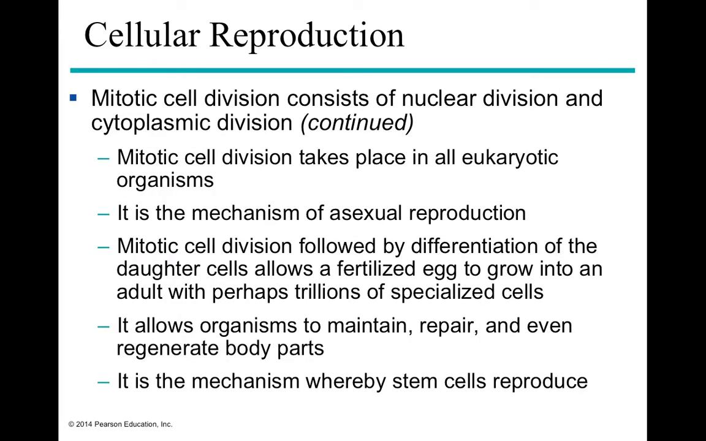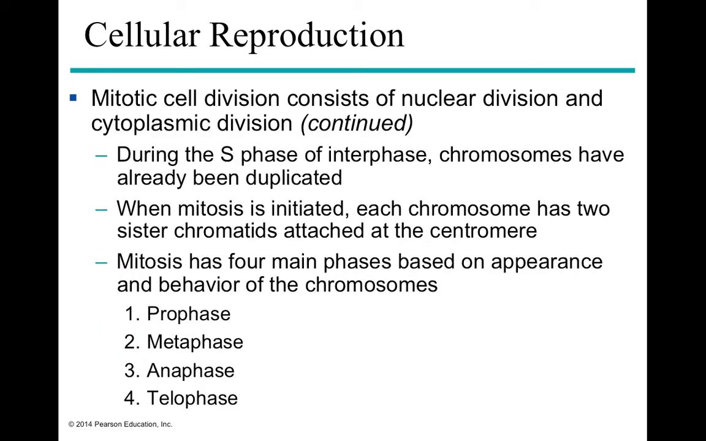Now, mitosis is very important. It happens in all eukaryotic organisms. It's happening in your body right now. It's how asexual reproduction occurs. So every time you cut yourself and you regenerate and repair, that's happening by the process of mitosis, right? And it happens pretty much immediately from the time that the egg is fertilized, all the way up until the adult organism. It allows for maintenance, repair, and regeneration of your body parts, and it's also how our stem cells are going to reproduce.